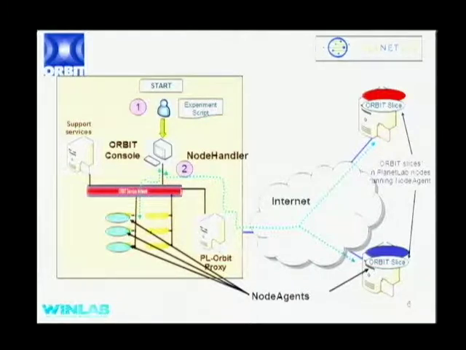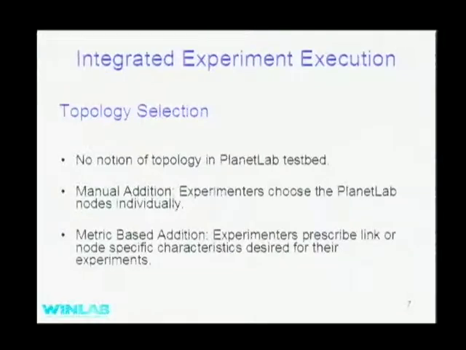So now I'll describe the model in detail. When you run an integrated experiment, how do you select the topology? Basically in ORBIT, wireless networks have implicit topology. However, the PlanetLab testbed does not support any topology. So what we have done is we have gone with manual addition. Users manually provide the PlanetLab nodes that they want to add, or they give some metrics like link or node, and then according to that the PlanetLab nodes are selected.